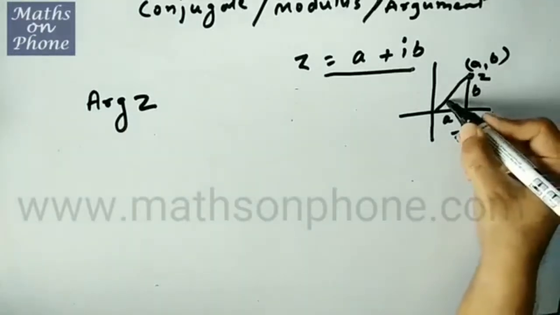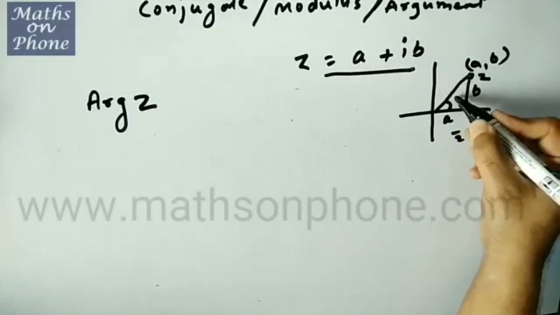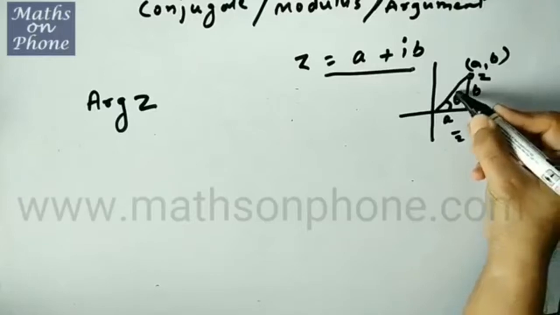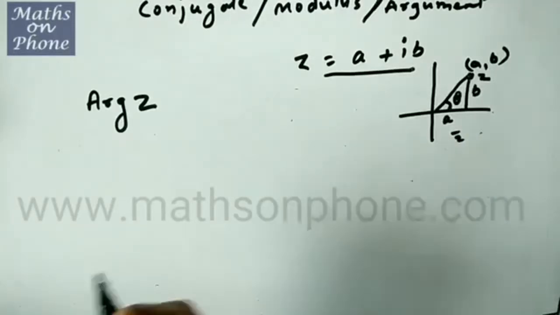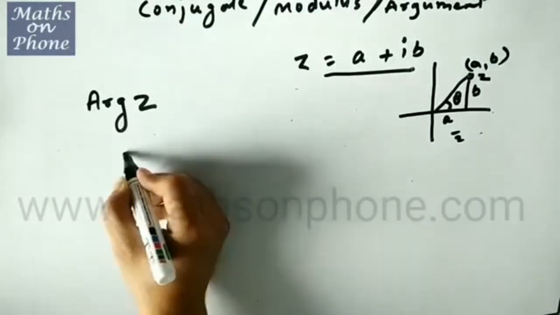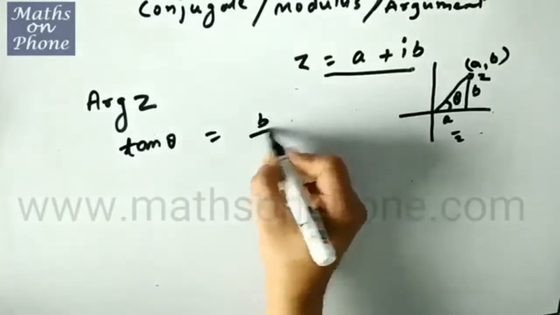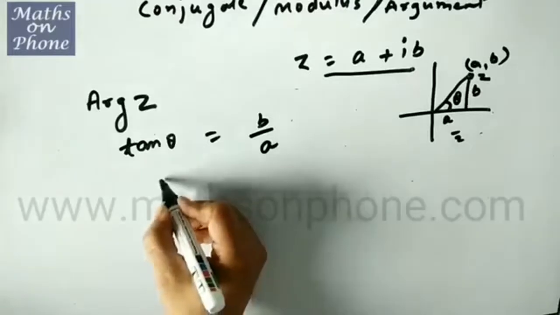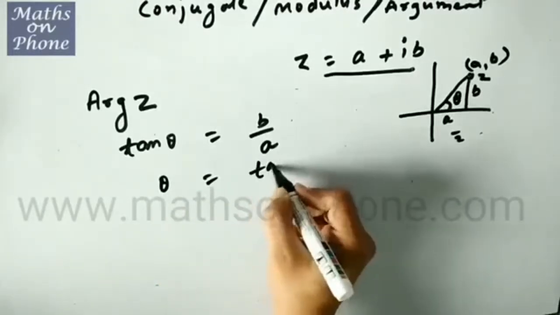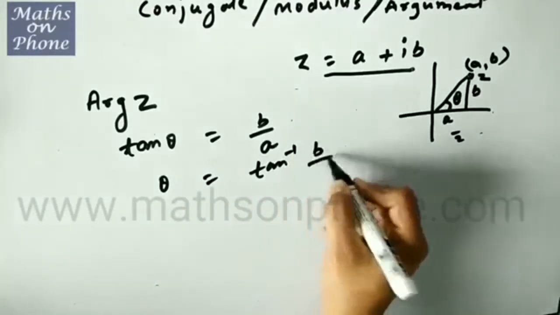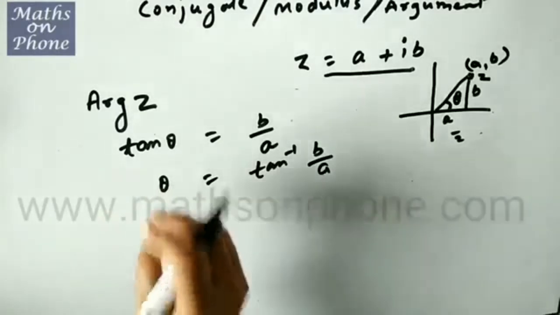Now see, we need to find the argument of a complex number, written as arg z. That is the angle theta which the modulus line is making with the x-axis. We can easily find tan theta. See, tan theta is equal to b by a. So theta is tan inverse b by a. So we need to find the angle anyhow.